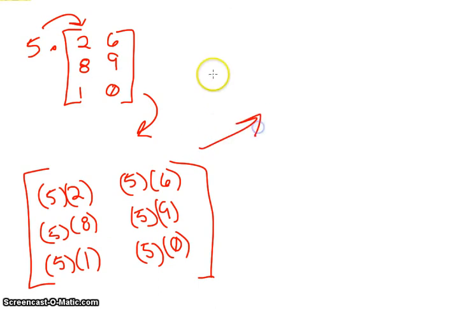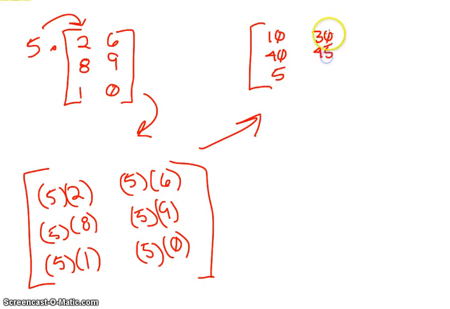And then we'll move on to get our final product. 5 times 2 is 10, 5 times 8 is 40, 5 times 1 is 5, 5 times 6 is 30, 5 times 9 is 45, and then 5 times 0 is 0. So this is what multiplication for a matrix looks like. You have this, and then you distribute it throughout the matrix. You'll get this, and then you multiply, and then you'll get that.